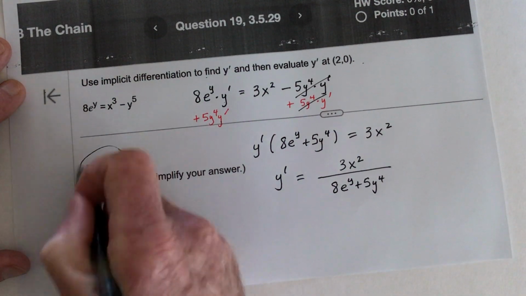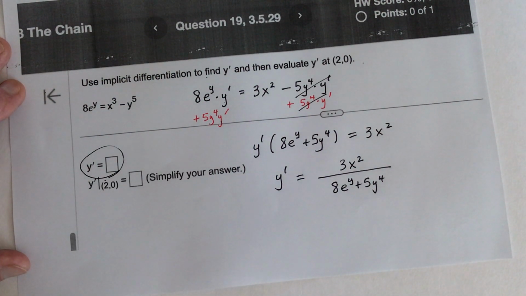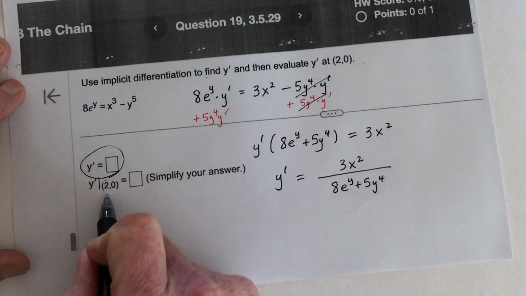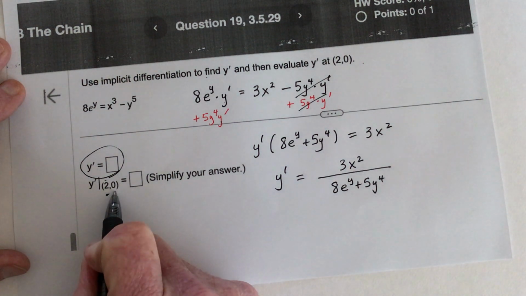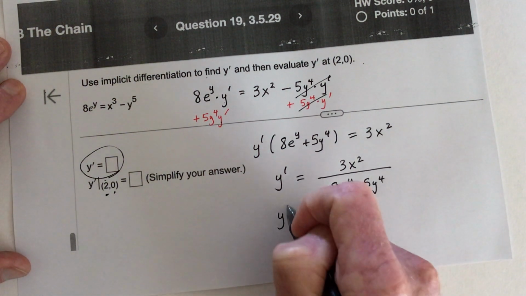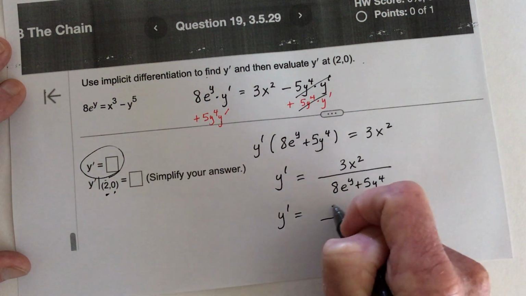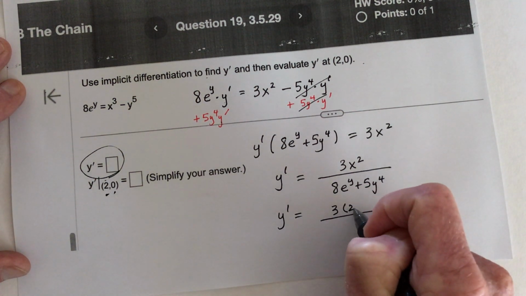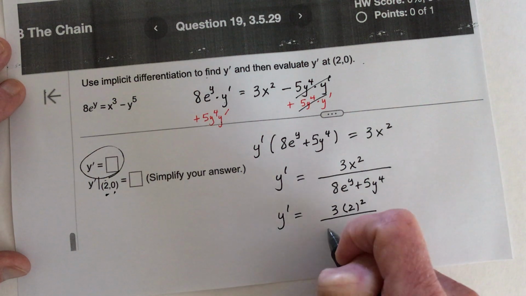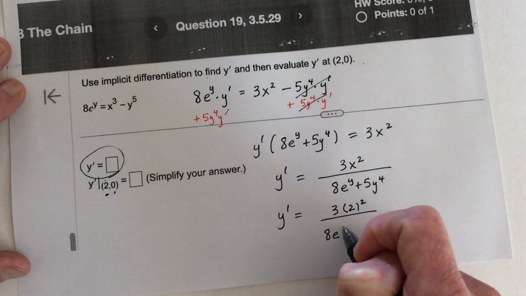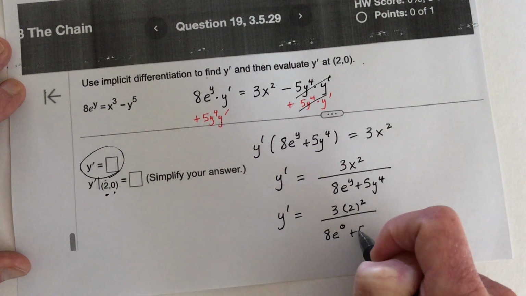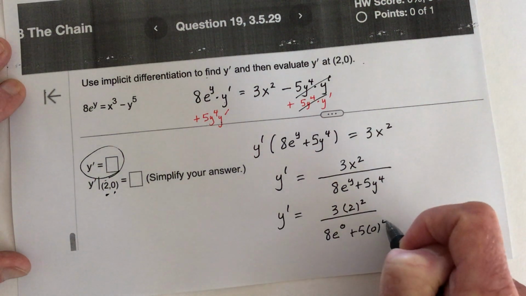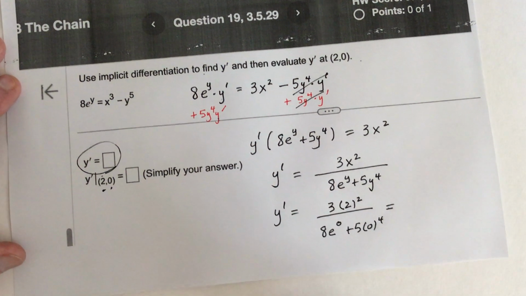And then that is what they're asking for right here. Next, plug in a 2 for x and a 0 for y. So this is going to be 3, and then plug in a 2 for x and a 0 for y. And how much does that equal?